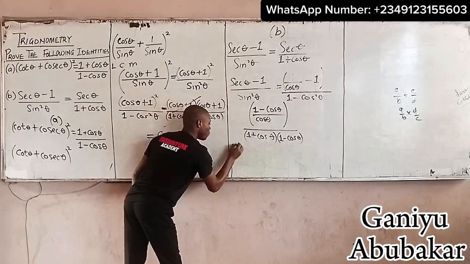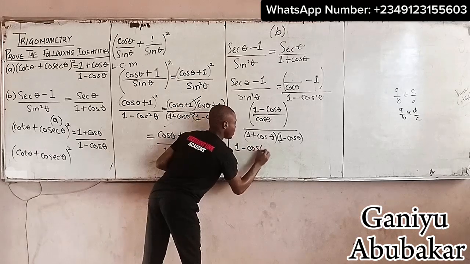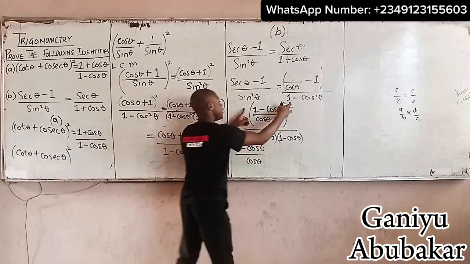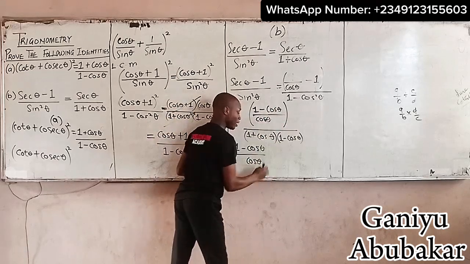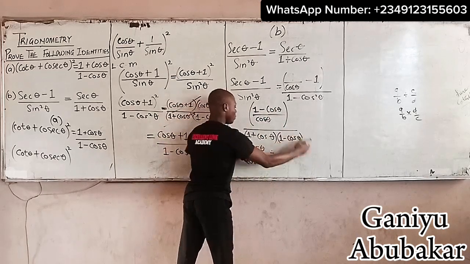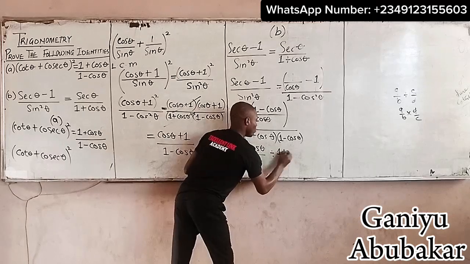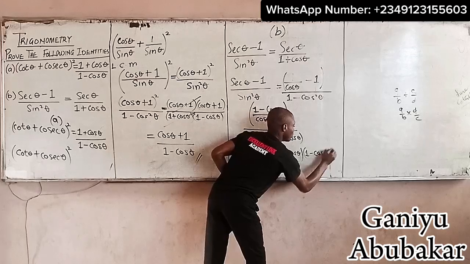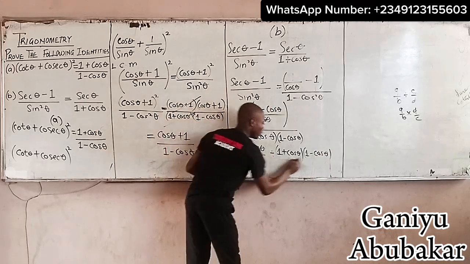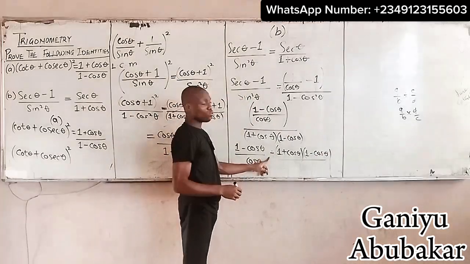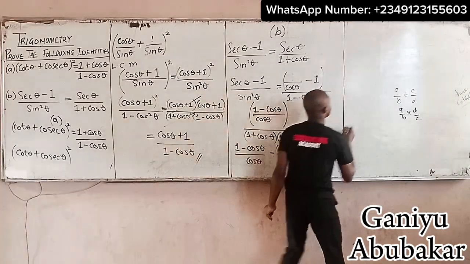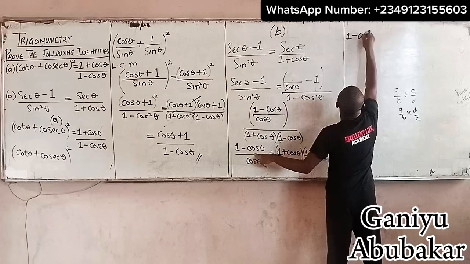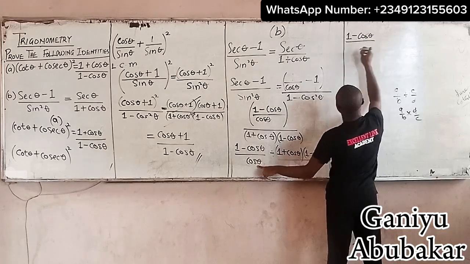Drop this down. I'll have 1 minus cos theta all over cos theta. Everything here is this. This symbol signifies what there? Division. Drop this one down. I'll have 1 plus cos theta into 1 minus cos theta. There's an invisible one here, of course, right? So change this division to times. What do we know? This will invert. So we'll have that.